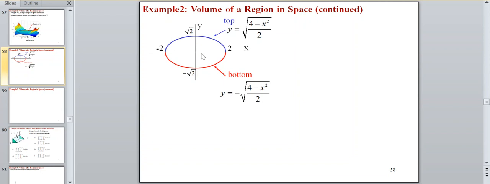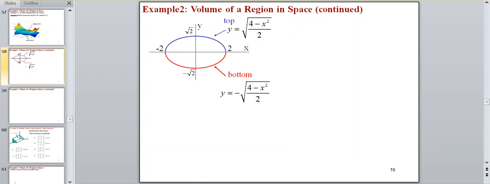Because this is the image of region D on the xy plane, when you want to describe this region, you can say y is from the lower curve to the upper curve, and x is from -2 to 2. Sorry, let me correct it: I said lower surface to upper surface, but you have to say y is from lower curve to upper curve, and x is from -2 to 2. How do we obtain the equations of the lower curve and upper curve?